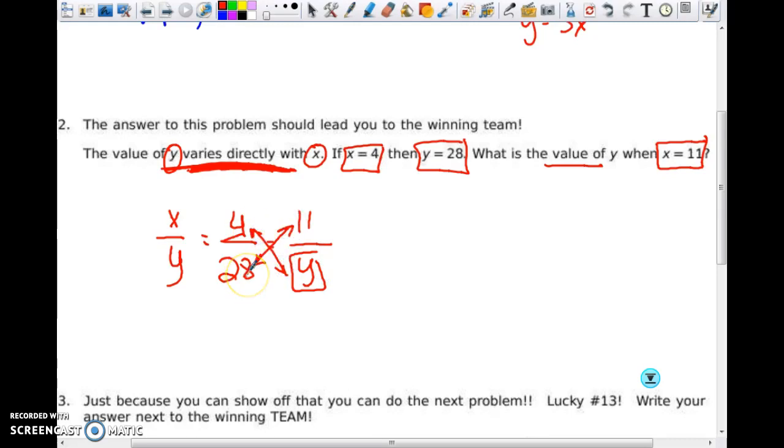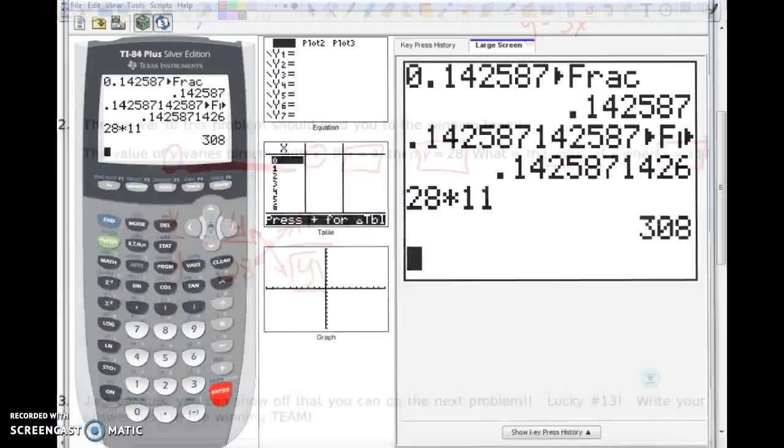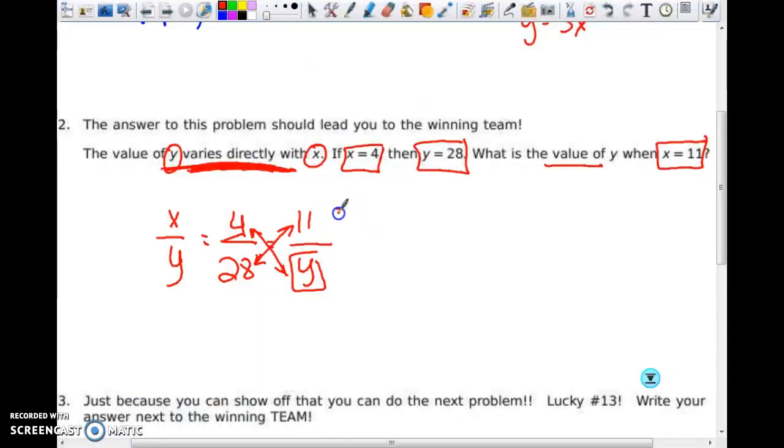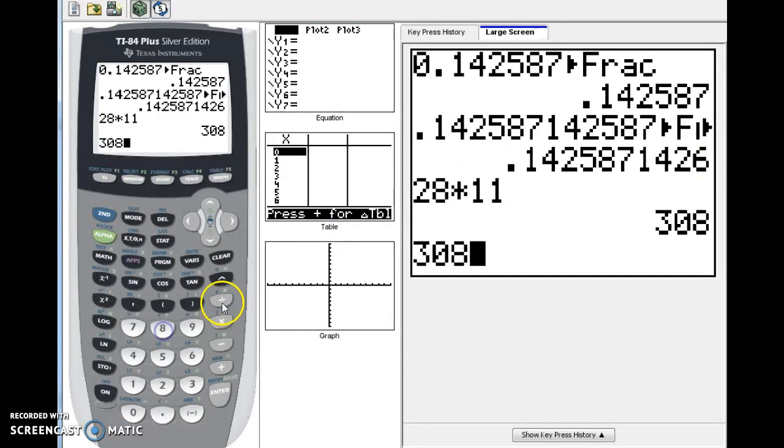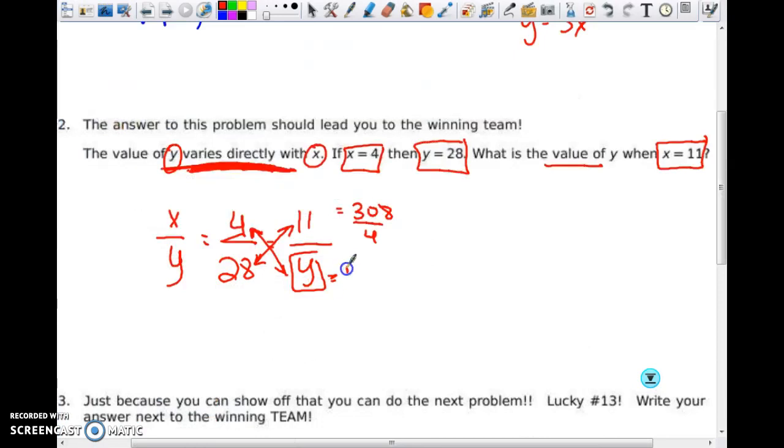So we would do 28 times 11. So what does that give me? 28 times 11. 308. And then we would divide by the 4, and that should give us the y. So 308 divided by 4 is 77. So y equals 77. And I know, again, we haven't really done that, but y'all should know this. Y'all have done that since 8th grade.